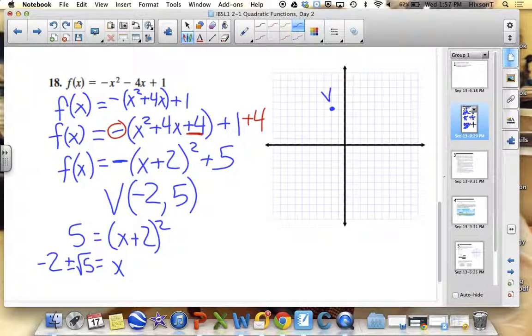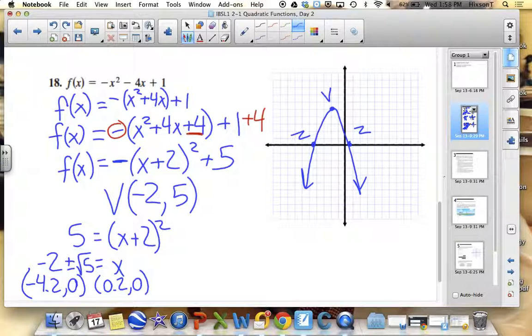Radical 5 is about 2.236. So if we rounded it, we would have negative 4.2, 0. So right here, and 1, 2, 3, 4.2, there's our other zero. We'll label those with a Z. And there's our parabola. Okay?